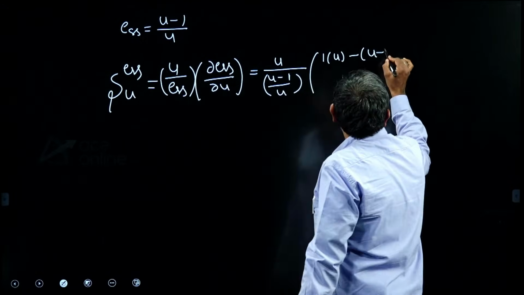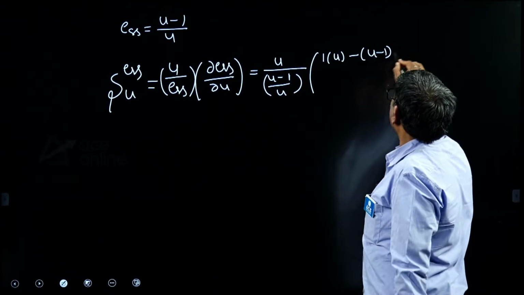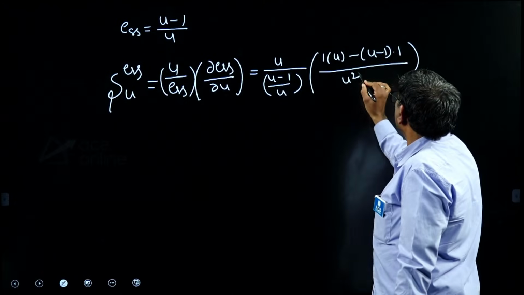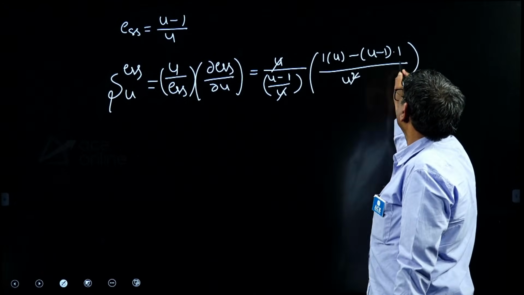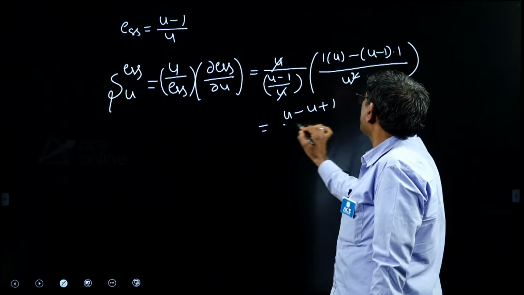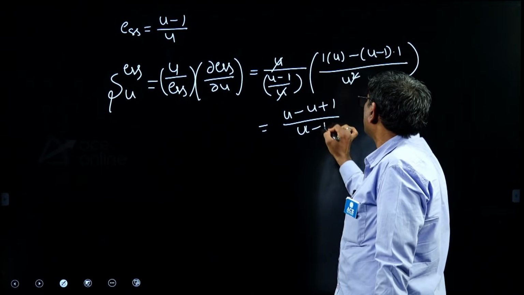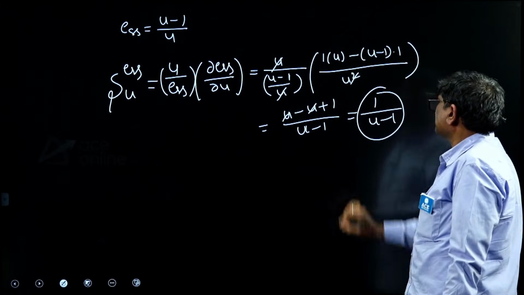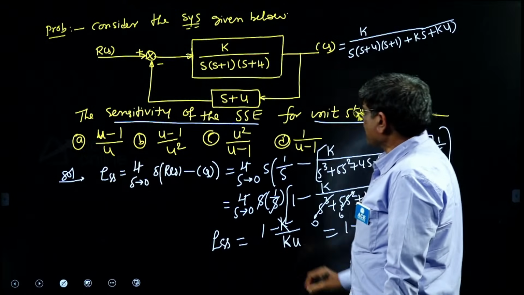So here, u minus 1 into u, 1 divided by u square. Then u square means this cancels. Then what is left? Tell. U minus u plus 1 divided by u minus 1. U cancels. So 1 by u minus 1 is the answer. That means the answer is D.